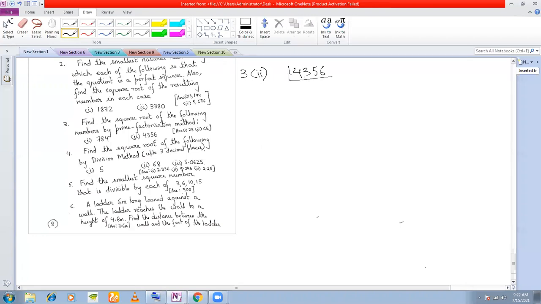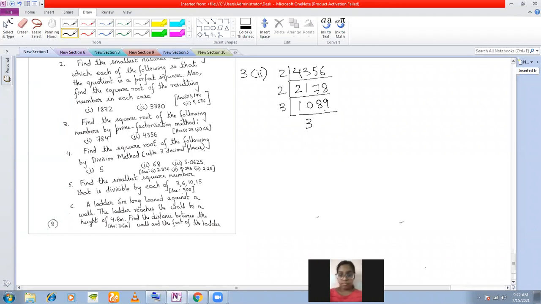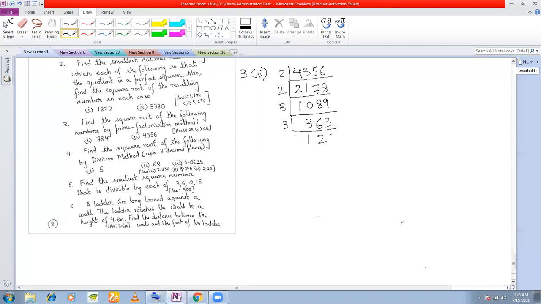First of all, you can divide by 2. Again, you can divide by 2. I think 1089 will be divided by 3 and divide by 3. 3 into 3. And you have 6 and 3, 363. Again, you can divide by 3. 1, 2, 1. And 121, you know, is the square of 11. So that's all. So therefore, what do you get?